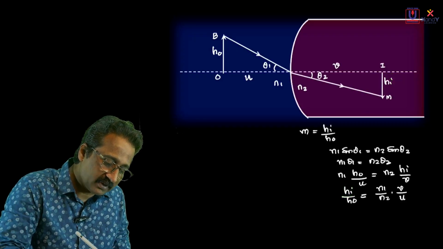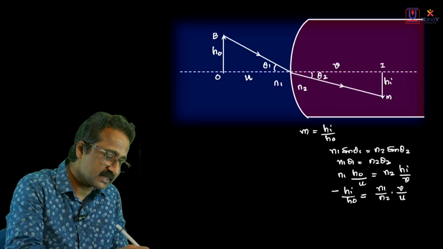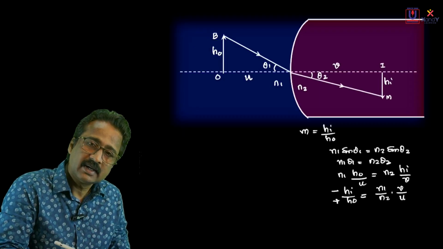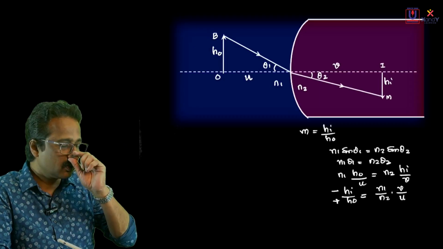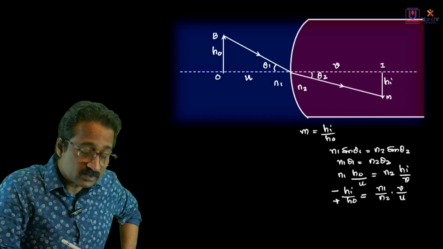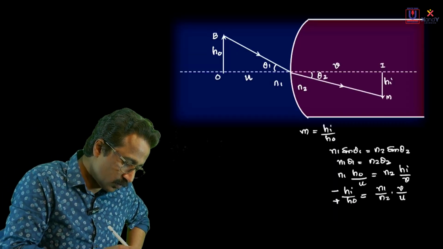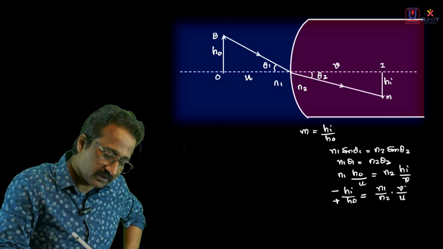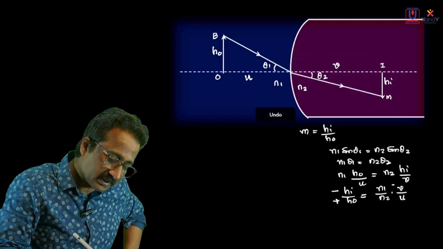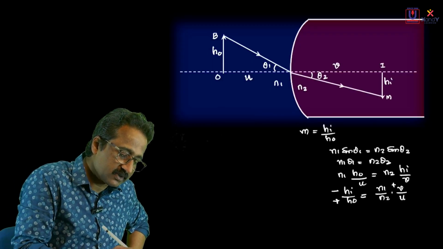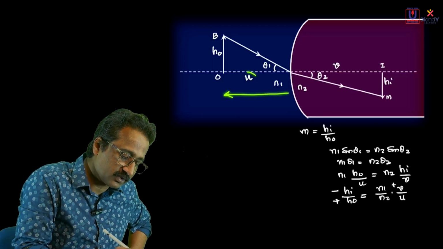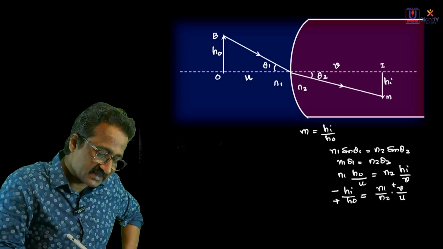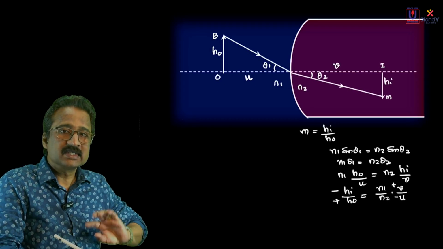So that HI will be given a negative sign. Look at this, HO is a positive measurement, so HO is positive. N1, N2 are refractive indexes, they don't have signs, but V and U are distances. V is a measurement taken forward, therefore it will be considered positive here. Then U, this distance is U, which is measured in the opposite direction of the incident ray, so it must be considered negative. That's how we use a sign convention.